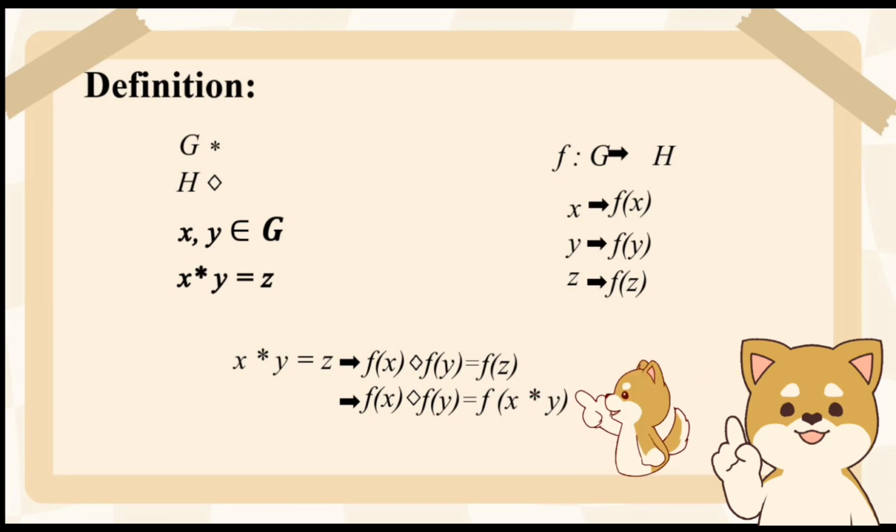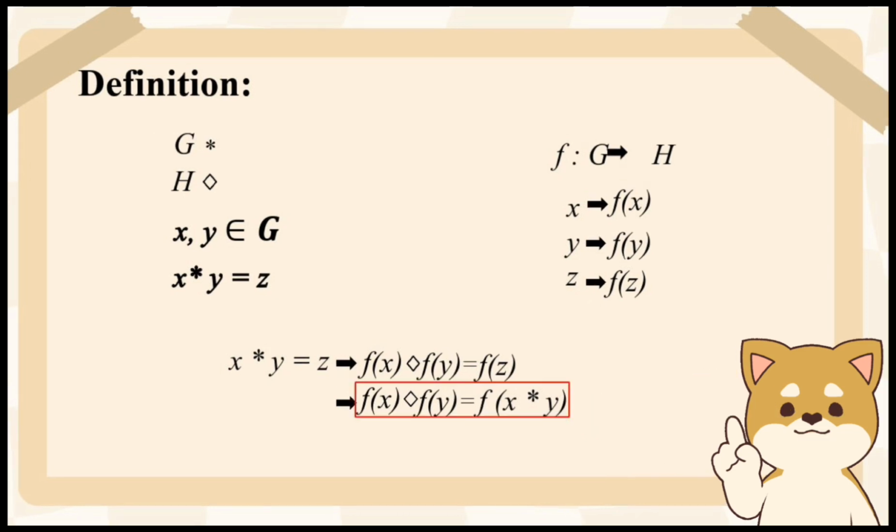So f(x) ◇ f(y) equals f(z). But z equals x * y. Substituting this gives us f(x) ◇ f(y) is equal to f(x * y). So this is the definition of homomorphism.